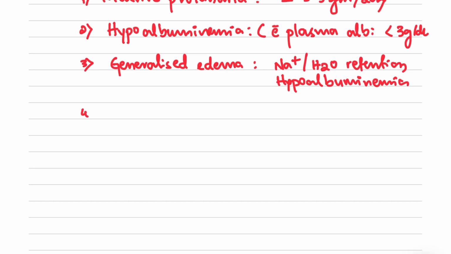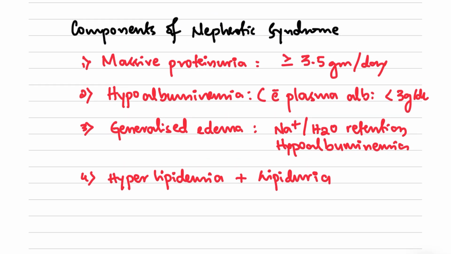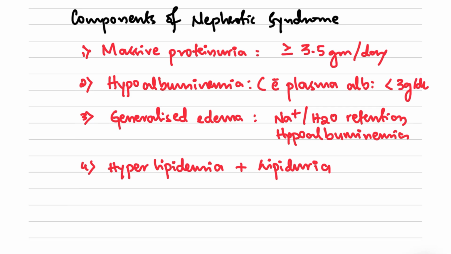And the fourth component is hyperlipidemia along with lipiduria. So these are the four components of nephrotic syndrome. We have massive proteinuria, usually more than 3.5 grams per day, along with hypoalbuminemia, when the plasma level of albumin will be less than 3 grams per deciliter. The patient will also have generalized edema, mainly due to sodium and water retention, along with hypoalbuminemia also contributing to it. The patient will also have hyperlipidemia as well as lipiduria.